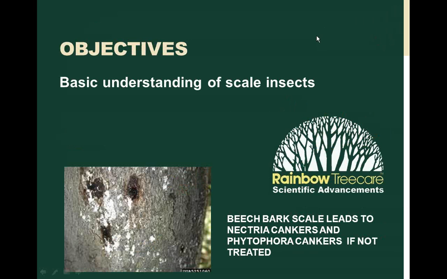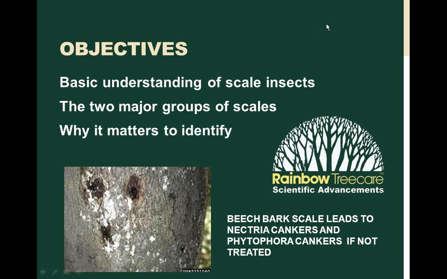The first thing we want to do is have a basic understanding of these scale insects that do damage. There are basically just two main groups that we should be concerned with as arborists. And why does it matter to identify those major groups? We'll talk a little bit about why it's important, and then we'll also, of course, talk about how to manage them. And really what we're talking about is managing or controlling them. And you notice I didn't say eliminate them, because they're very difficult to eliminate.